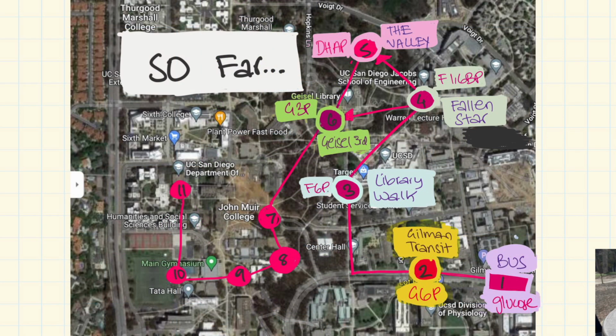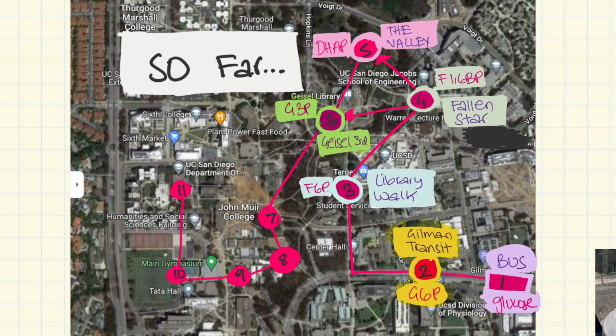So as we move away from this phase, I just wanted to give a little recap of what we've seen so far. So first we saw glucose just floating around in the bloodstream, and we designated that to the bus. And then we phosphorylated the glucose with the phosphate group from ATP to make it G6P in the Gilman Transit Center. And then G6P was made into an isomer, fructose 6-phosphate, and that was on Library Walk.